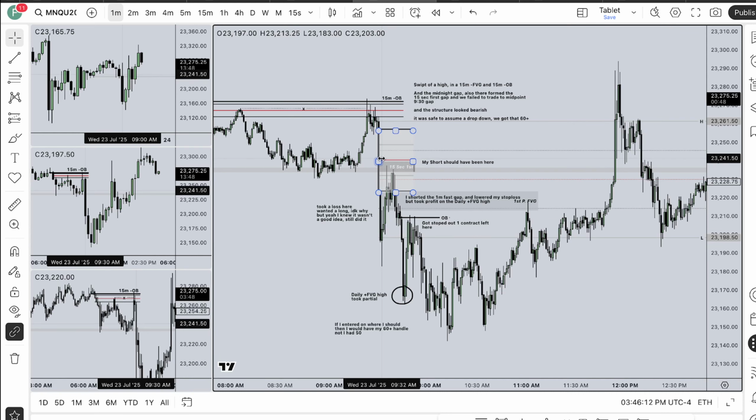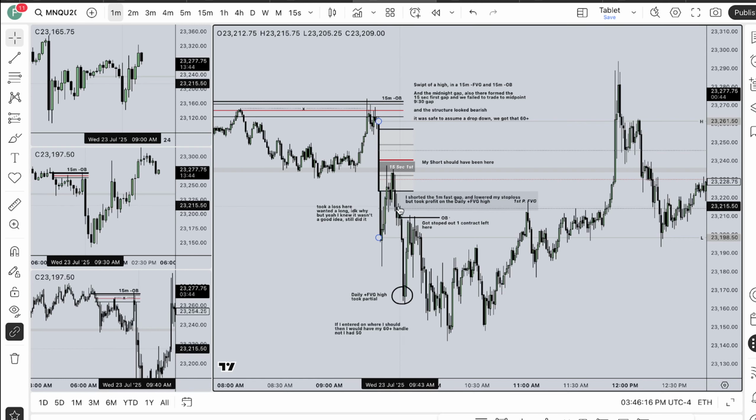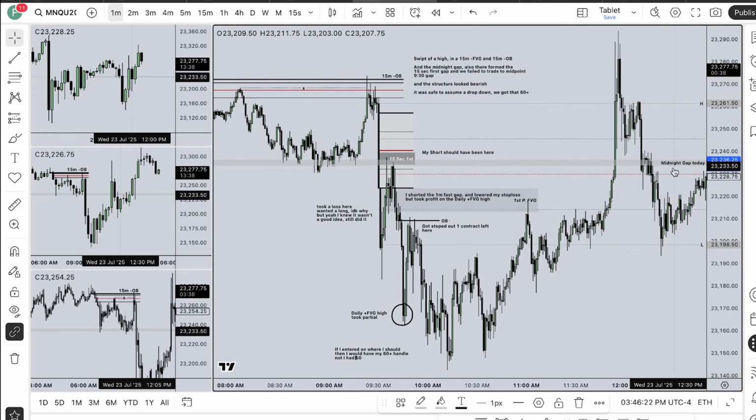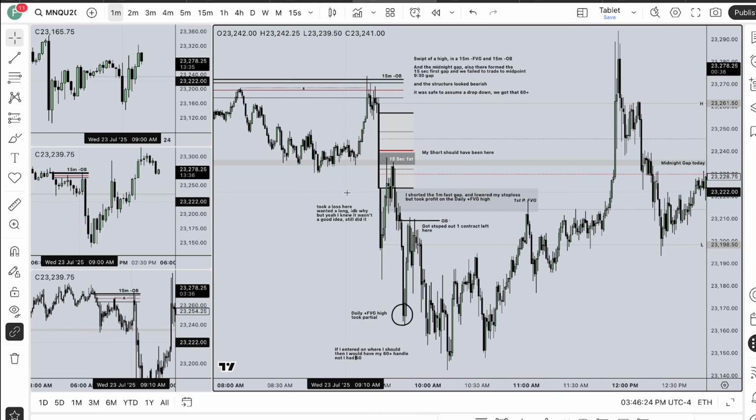This is 9:30, and this is 9:31. So this one gap we focus on, and on the 15-second chart we trade down. What you see here is the midnight gap from today. We trade into that. We treat this as support, and now we treat it as resistance.